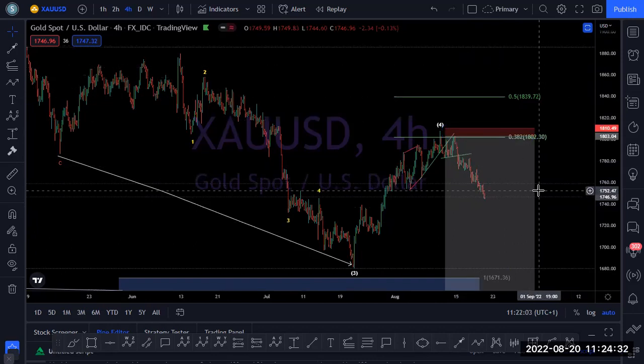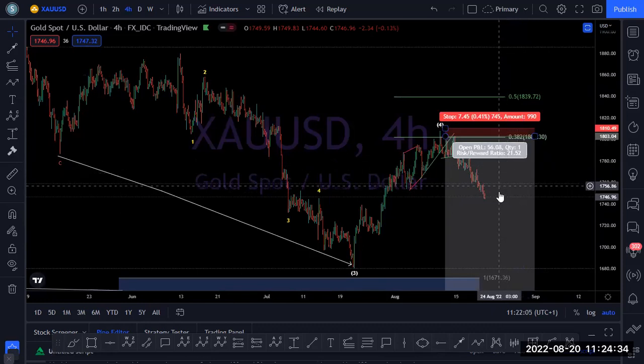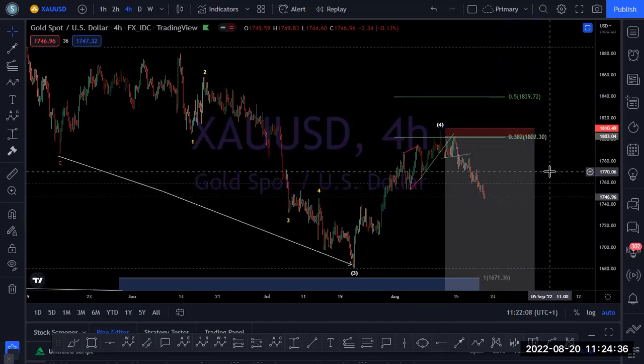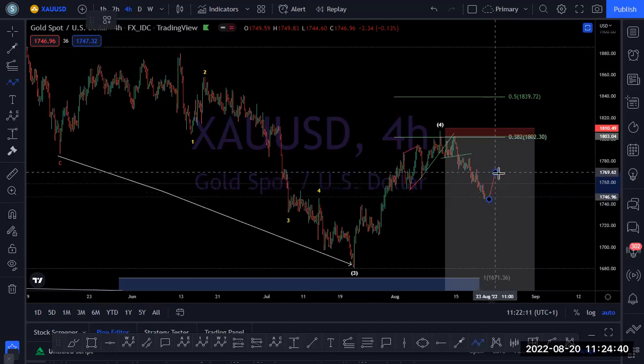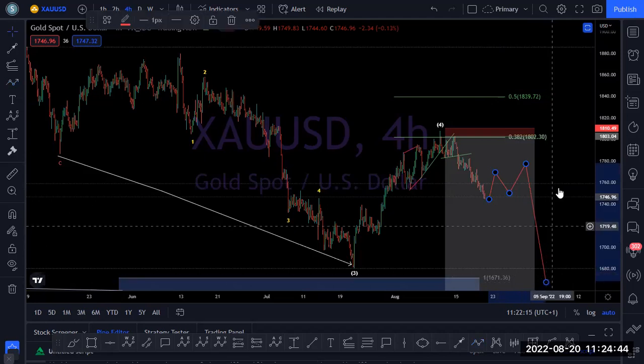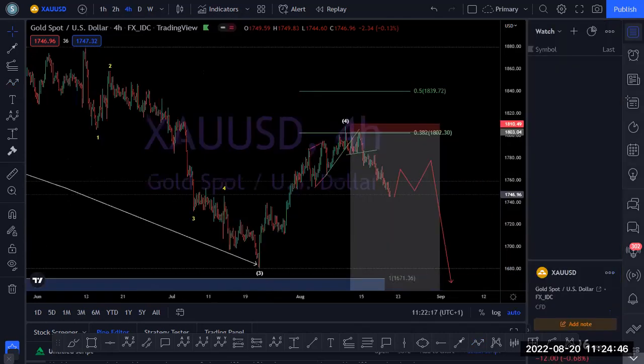So we don't have anybody to blame. And if you haven't sold gold and you get something like this, a kind of A, B, C, you can join the sellers and target a new low. So that's simple. Let's go to silver.